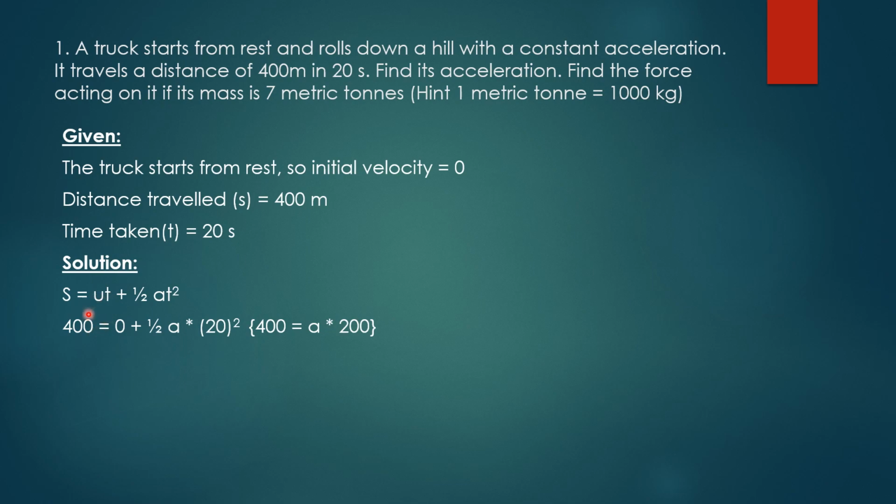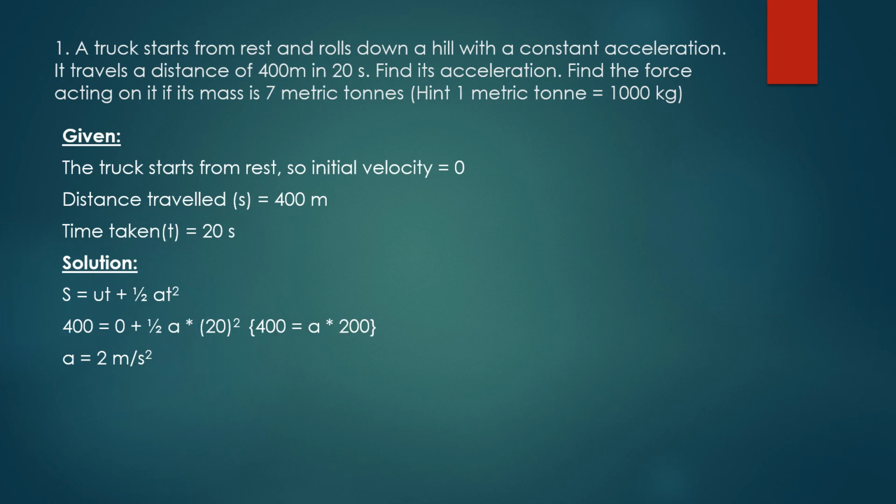And what about u? u is our initial velocity. The initial velocity of the truck is 0 because the truck is starting from rest. Then time is 20 seconds. Anything multiplied by 0 is 0, so directly I have substituted 0 here. Plus half, acceleration we need to find, a, then t is 20 seconds, so it is t square, which becomes 20 the whole square. If you solve it, we will get the acceleration as a is equal to 2 meter per second square.